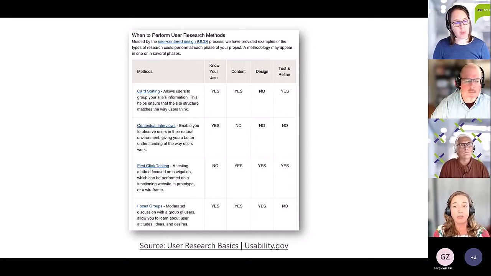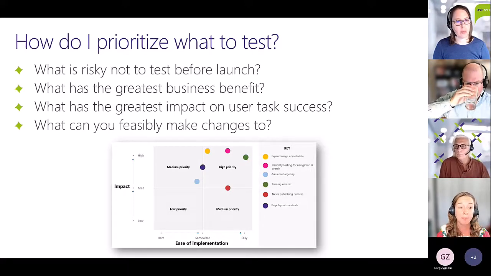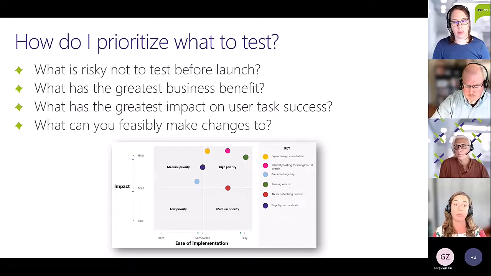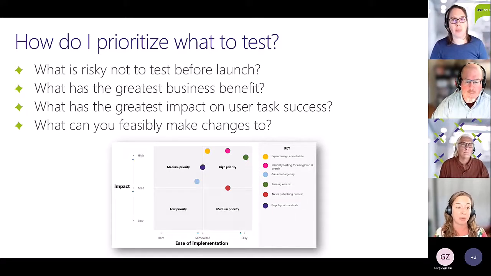So something we've been circling around a little bit, how do I prioritize what to test? So these are typically the questions that I will think through before I recommend it to a client. So we want to evaluate what's risky, what is the greatest benefit, what has the greatest impact on that user task success. Because remember, we're building intranets or these solutions to reduce that gulf of execution to help your colleagues get their job done. So what's most important for helping them get their job done? And then also what feasibly can we make changes to? So earlier we were talking about if there's an out-of-the-box web part and we don't want to build custom web parts, I'm not going to necessarily test one of those features if that's going to be out of scope.